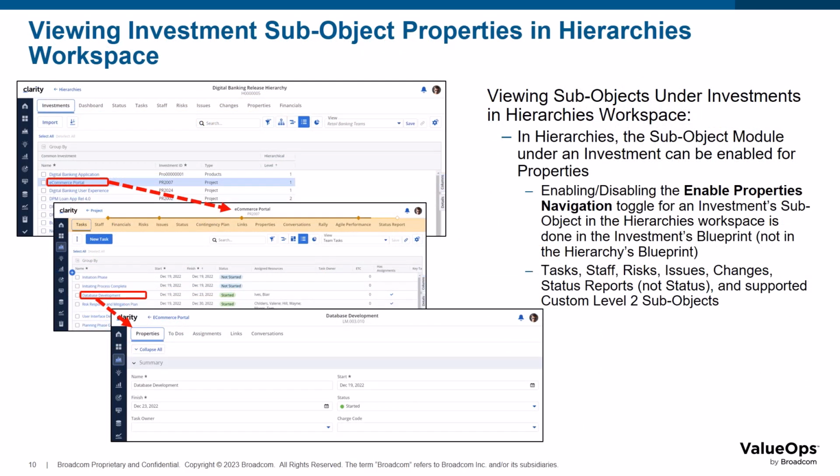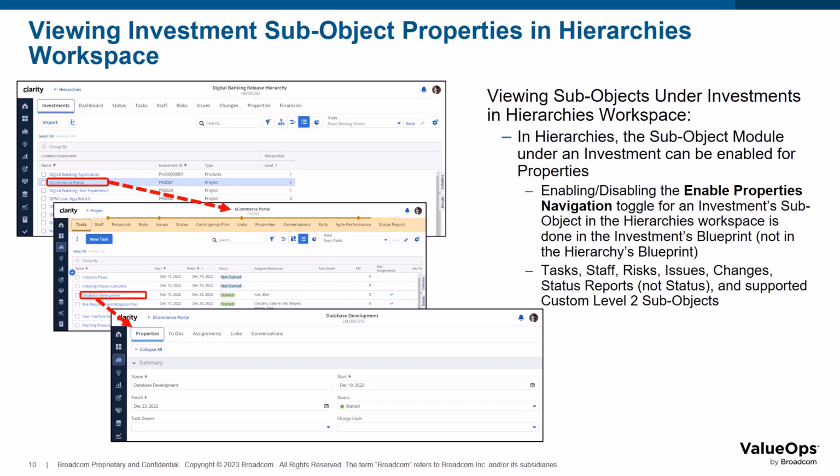Now, we'll view investment subobject properties in the Hierarchies workspace. On the Investments tab in this workspace, once you navigate underneath your investment, you can have subobject modules that are enabled for properties too. But controlling the properties configuration is not done inside of the Hierarchies blueprint. It's done inside of the Investments blueprint for that particular subobject.